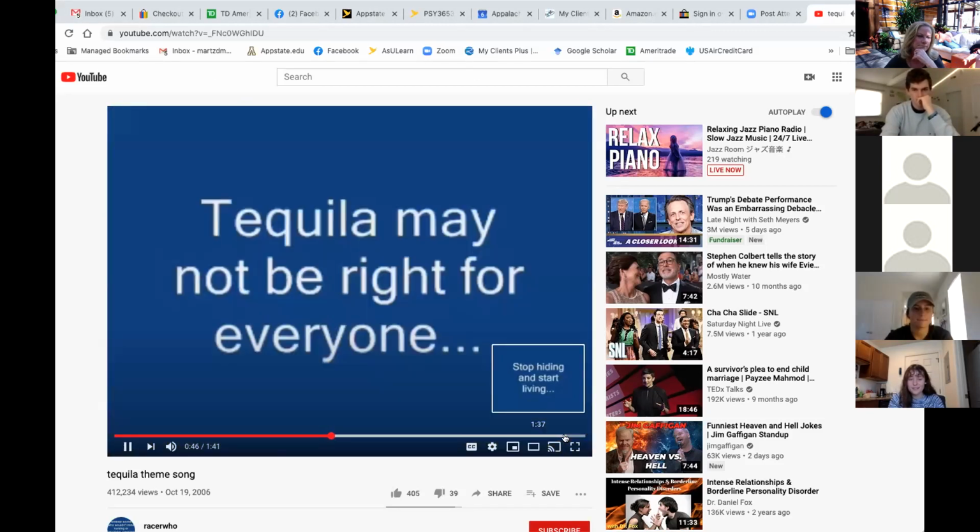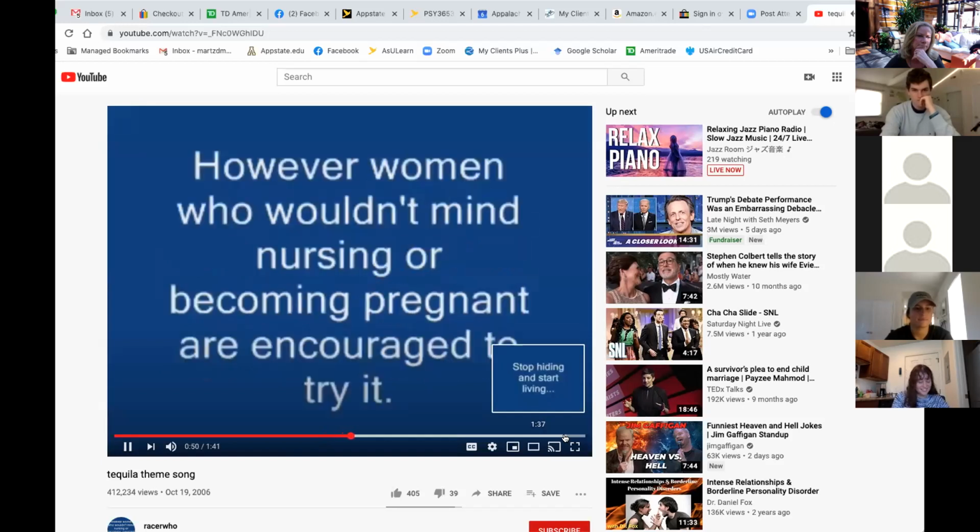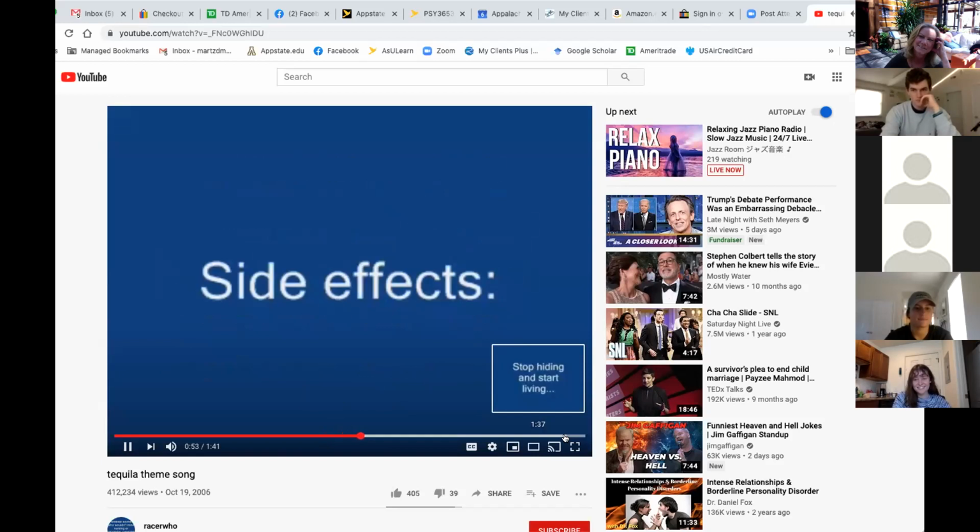Tequila may not be right for everyone. Women who are pregnant or nursing should not use tequila. However, women who wouldn't mind nursing or becoming pregnant are encouraged to try it. Side effects may include dizziness, nausea, vomiting, incarceration, erotic lustfulness, loss of motor control, loss of clothing, loss of money, loss of virginity, delusions of grandeur, table dancing, headache, dehydration, dry mouth, and a desire to sing karaoke and play all-night rounds of strip poker, truth or dare, and naked twister.